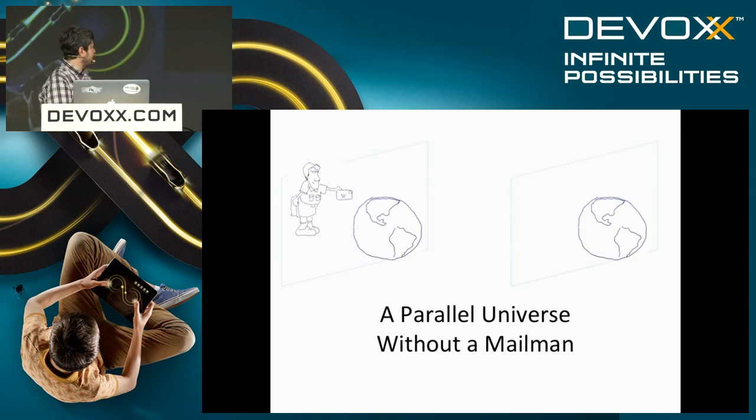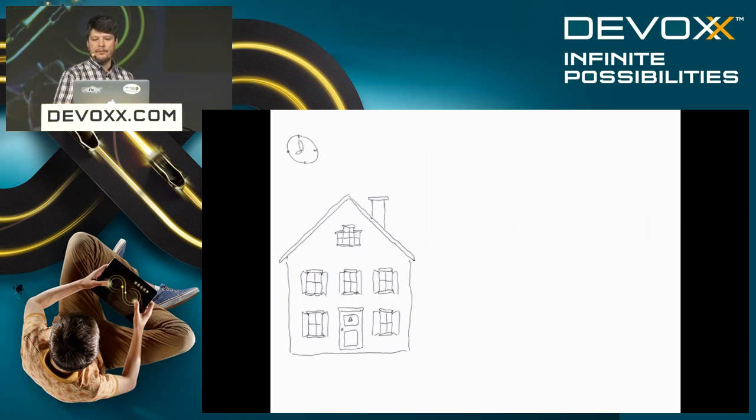So this is a story about a parallel universe. A parallel universe that is identical to the one that we live in, with one exception. The Postal Service does not have a notion of a mailman. But mail is very important to you. You want to know when you have mail.